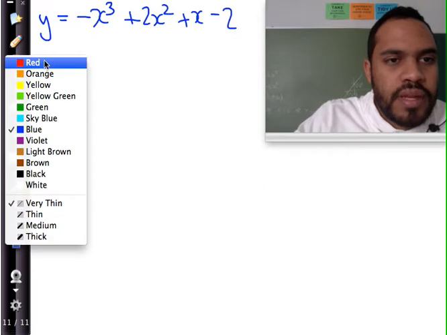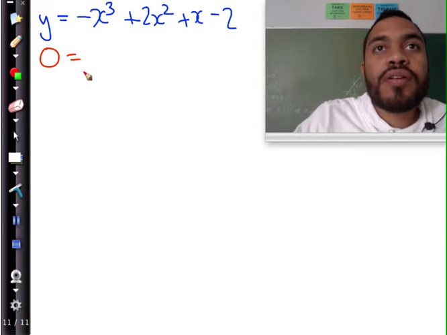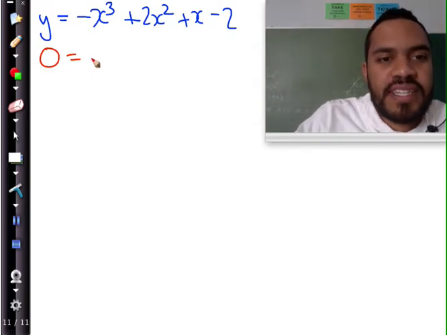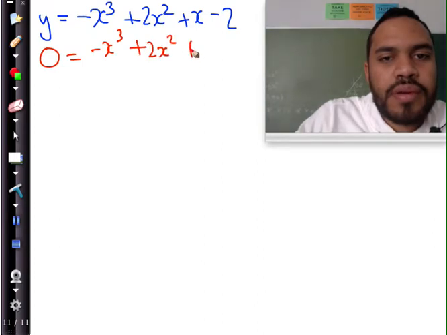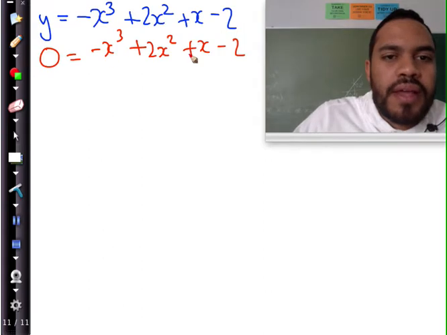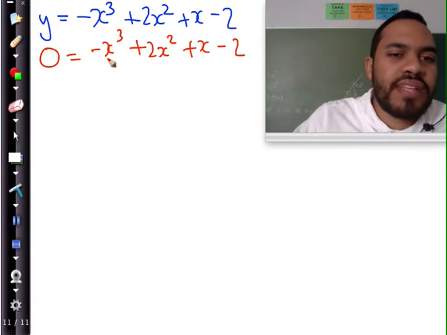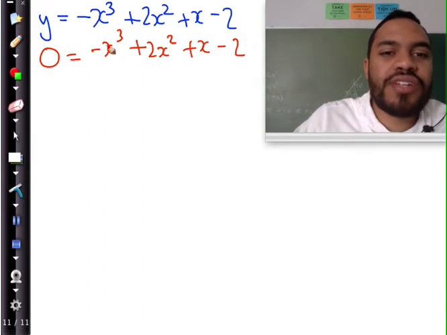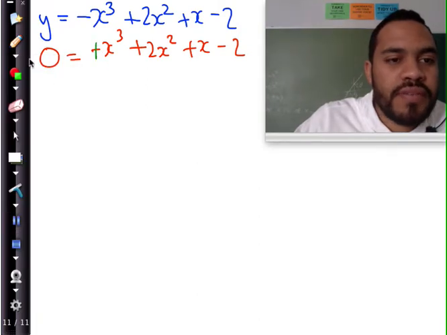Okay. Now when we equate this equal to 0, it means we're solving for the x. X what? X intercepts, right? So I'm going to make that 0 equals negative x cubed plus 2x squared plus x minus 2. So now I want you to notice something. I don't like working with negatives here because it makes the factorization a little bit more challenging. So what I'm going to do is multiply the entire thing by negative 1, which makes that positive.